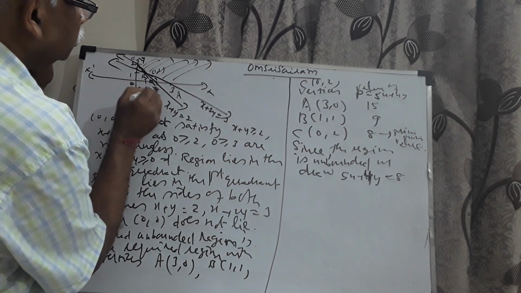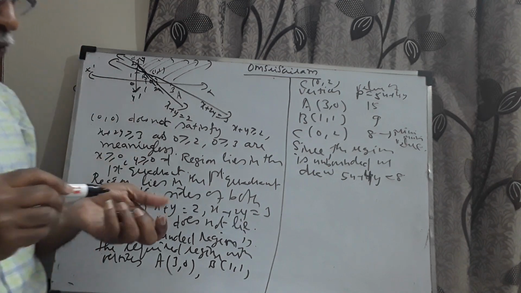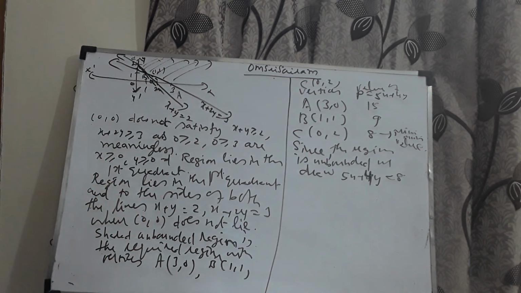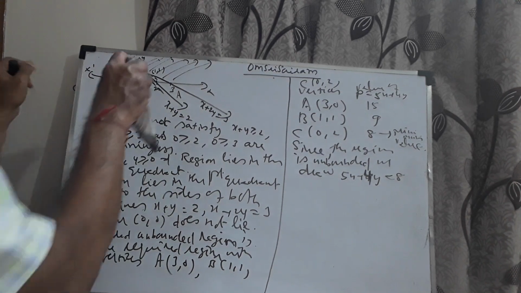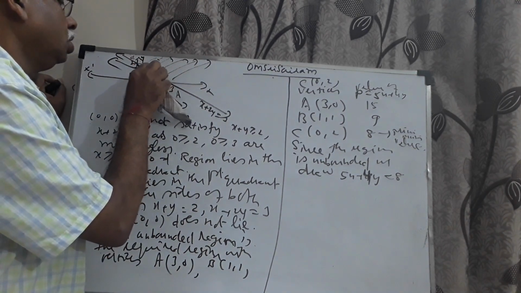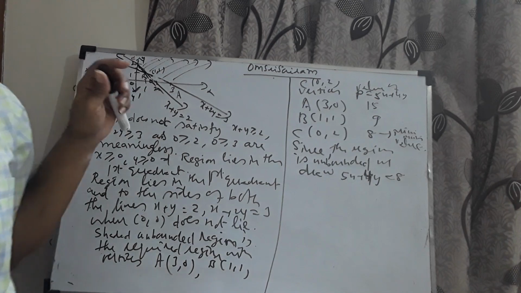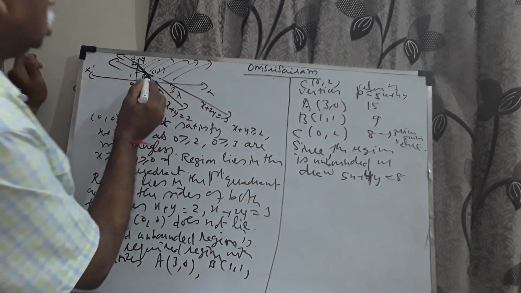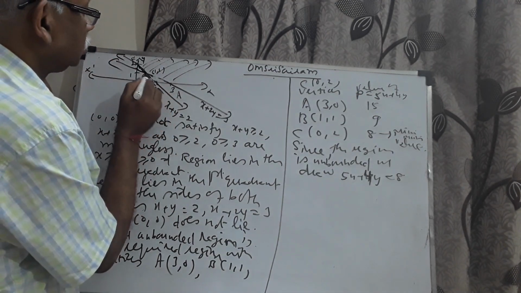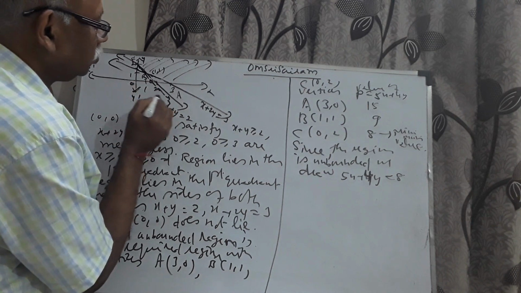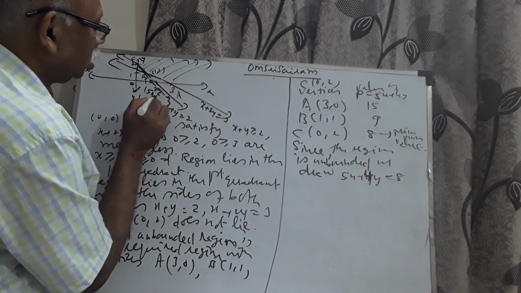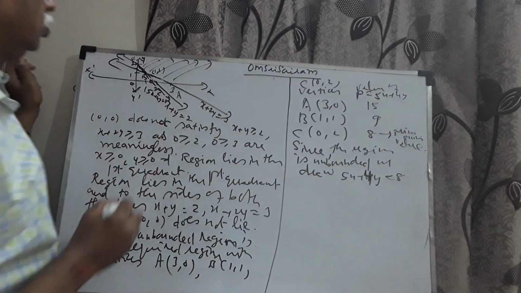Dotted line like this. Sorry. Okay, this portion won't be there. I'll draw dotted lines as the line 5x plus 4y equal to 8. This portion won't be there. Sorry, I won't be having points over there. It will be the line like this. Okay, this is my 5x plus 4y is equal to 8.